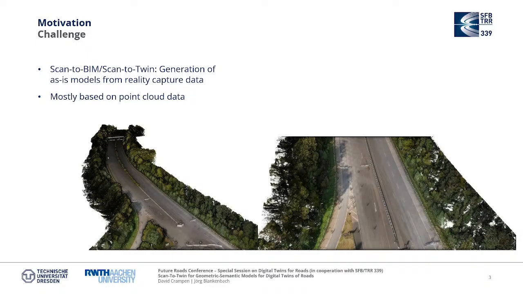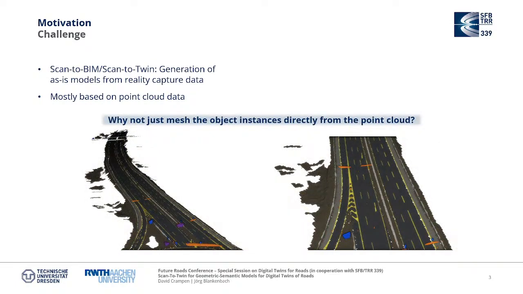So I think from the keynote we can already now be sure that everyone knows what scan-to-twin actually means. So it is the generation of as-is models based on reality capturing data. For us, it's mostly 3D point clouds coming from surveys, particularly UAV surveys. And the first question, or one question one could ask, is why don't we just mesh the instances that we actually get from the semantic segmentation?